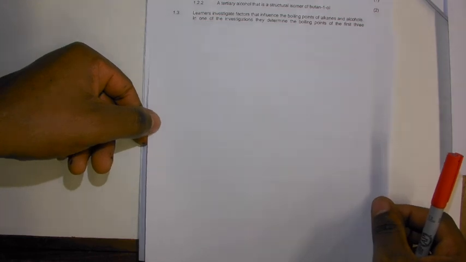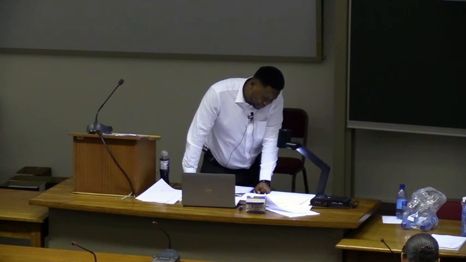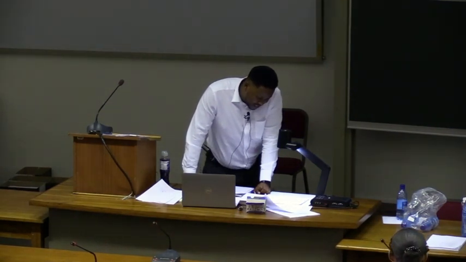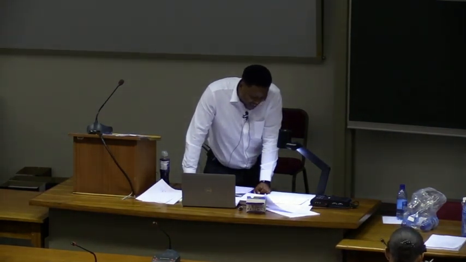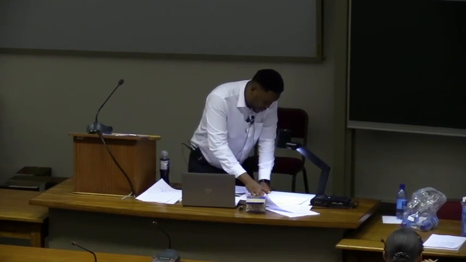Learners investigate factors that influence the boiling point of alkanes and alcohols. In the investigation, they determine the boiling point of the first 3 alkanes. Write down the investigative question for this investigation. Let me let you guys try this one.